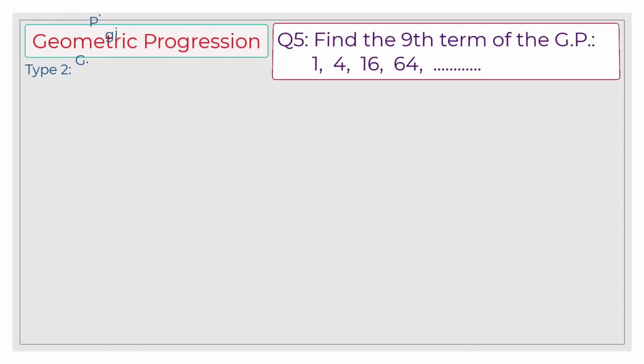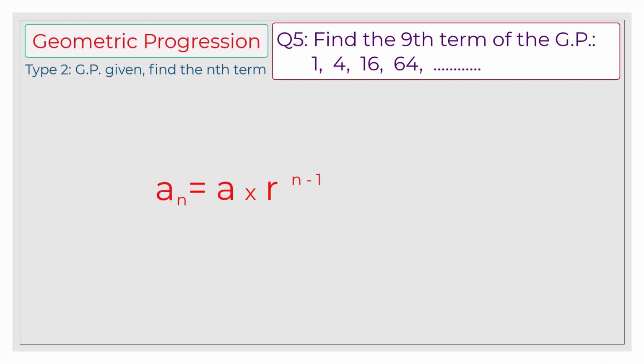The next question is, a GP is given. We want to find its 9th term. Remember, we have seen the general term of a GP as an is equal to a into r raised to n minus 1. What is the importance of this formula? This means if we have a, the first term, and r, the common ratio, we can find the nth term of the GP.